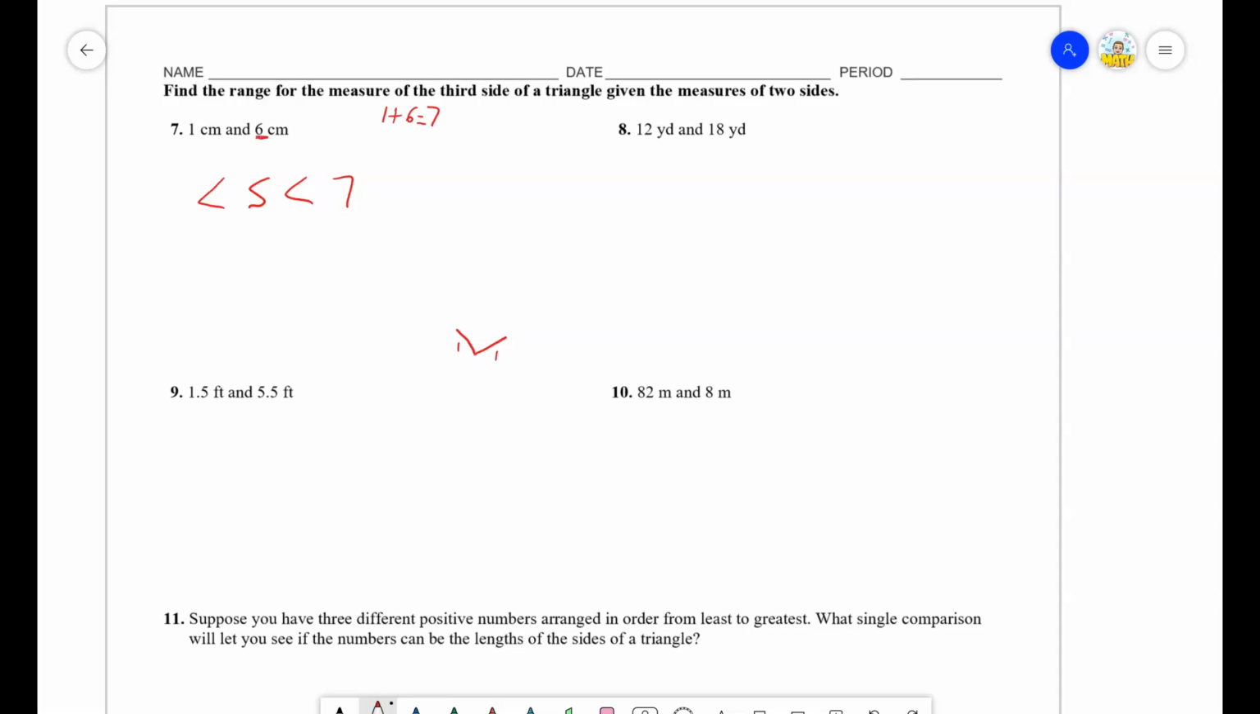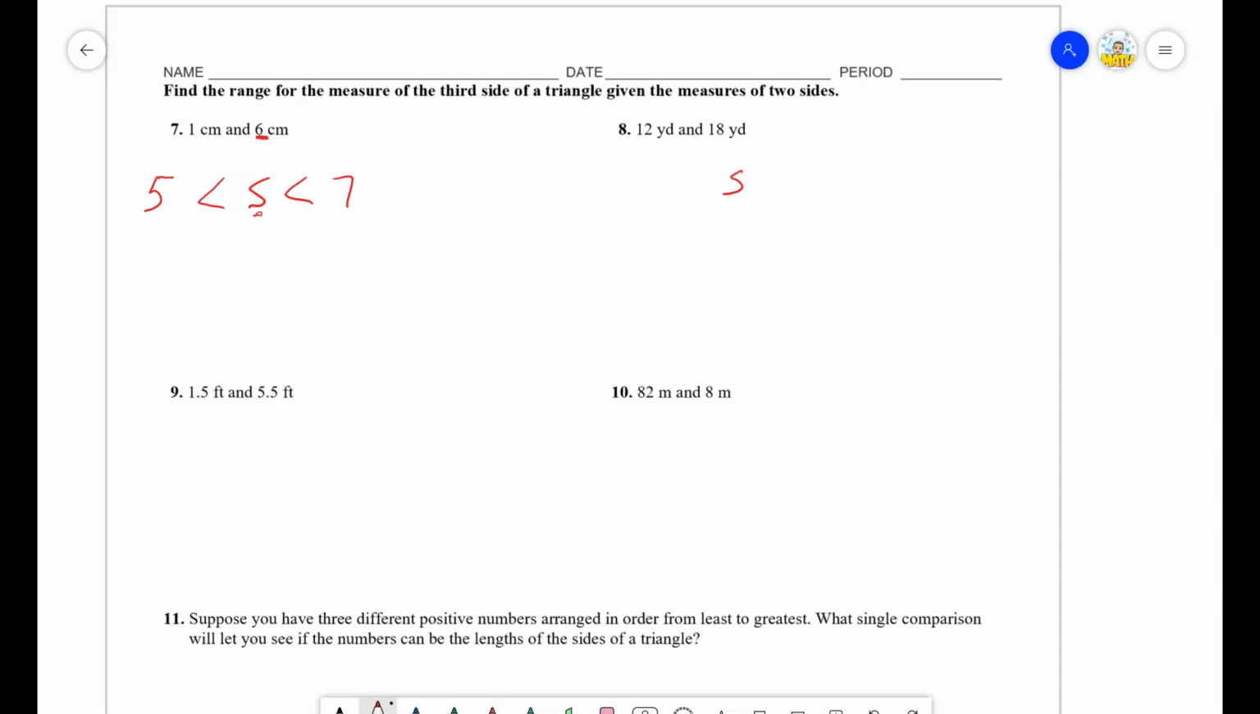Suppose 6 is the biggest side. If 6 is the biggest side, then when I add 1 plus this other number, it needs to be bigger than 6. So if we pretend that 6 is the biggest side, then we would say 6 minus 1 is 5. So this other side has to be bigger than 5. It cannot equal it. It's going to have to be bigger than it, right? Because 5 plus 1 would equal 6, and that would be no triangle. So I need this side to be a little bit bigger than 5.